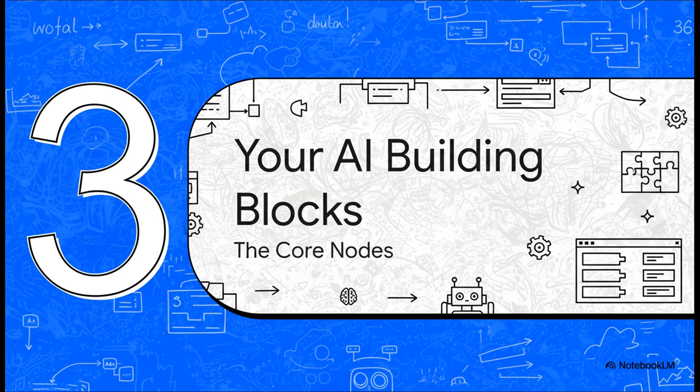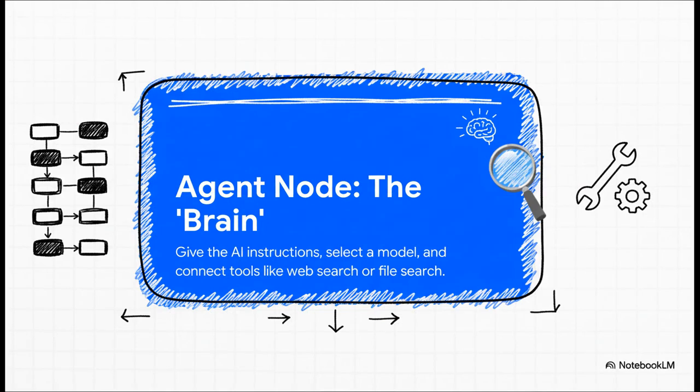So what are the actual building blocks you get to play with? Well, everything is built from these little components called nodes. Think of them as the Lego bricks for building just about any AI workflow you can dream up. First up, and this is the most important one, you've got the agent node. This is the brain of the whole operation. This is where you write the instructions. You give it a personality. You tell it what its goal is. You also pick which AI model it uses, maybe the latest GPT-5, and you give it superpowers, like the ability to search the web or dig through your files.